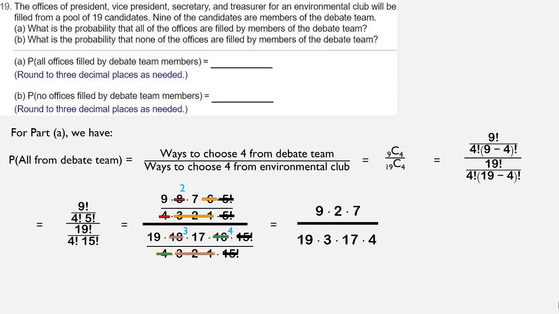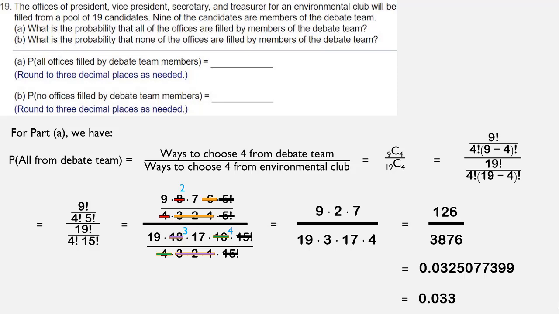So 9 times 2 times 7 is 126. 19 times 3 times 17 times 4 is 3,876. If we divide, we get 0.0325077399. Rounded to 3 decimal places would be 0.033. And that's part A.